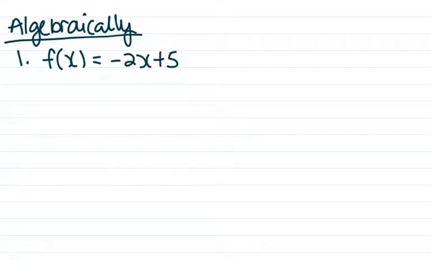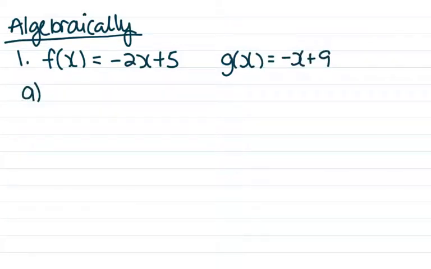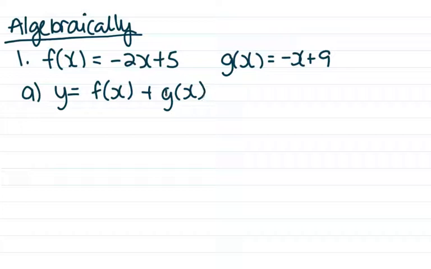Number 1. So if we have two functions, f of x and g of x, and f of x equals negative 2x plus 5, and g of x equals negative x plus 9, then first of all, A, we need to find when y equals f of x plus g of x. So we're going to add these two functions together to get a new function.